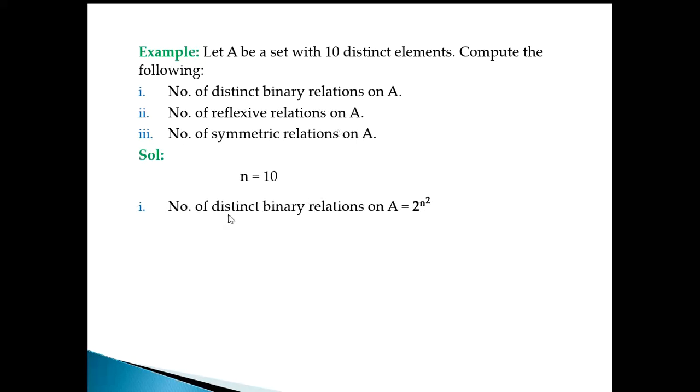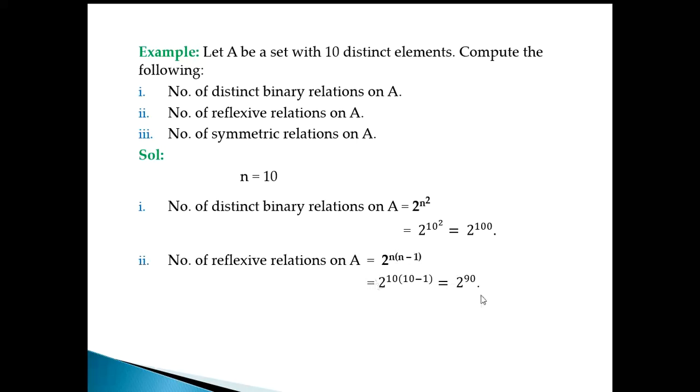Now, how many distinct binary relations in set A? We know it is 2 to the power n square. Now n is 10 here, so we calculate 2 to the power 10 square, which is 2 to the power 100. So 2 to the power 100 binary relations are there if we have 10 elements in the set. We can form 2 to the power 100 relations. Next, we compute reflexive relations. Reflexive relations are 2 to the power n square minus n. Putting n equal to 10, we get 2 to the power 90. So reflexive relations can be formed 2 to the power 90.